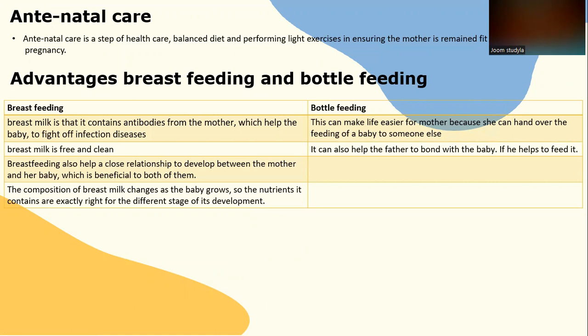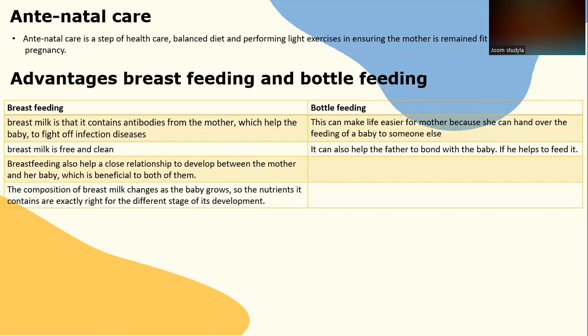Breast milk contains antibodies from the mother which help the baby to fight off infectious diseases. Breast milk is free and clean. Breastfeeding also helps a close relationship to develop between the mother and the baby, which is beneficial to both of them. The composition of breast milk changes as the baby grows, so the nutrients contained are exactly right for the different stages of its development.